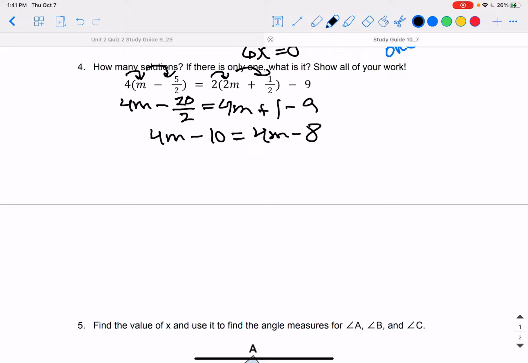Okay, so just be careful with the signs. Make sure that you're taking your time with it. So 4m minus 10 equals 4m minus 8. Alright, so I want to get all things with m on one side and all things without m on the other side. I'm going to start by subtracting 4m from both sides. But as we see, they both cancel. Okay, so that's understood to be 0. We're left with negative 10 equals negative 8. Well, I know that that's never true. And so there's no solution.